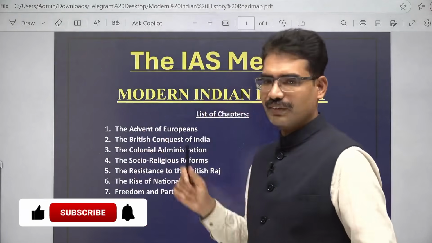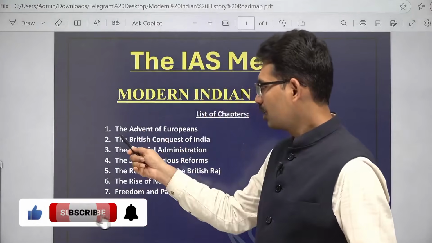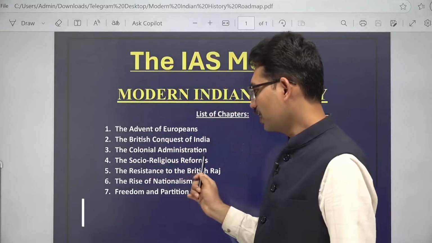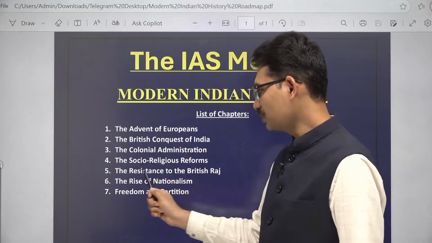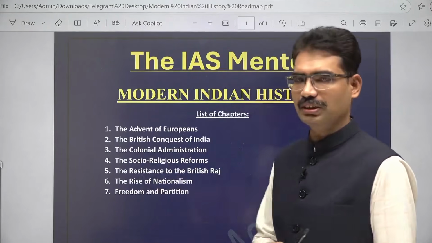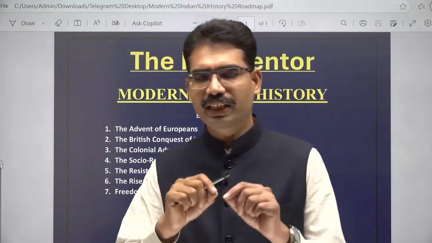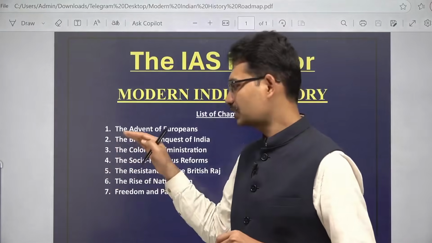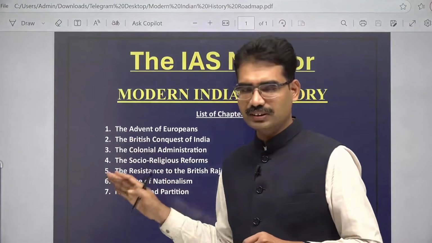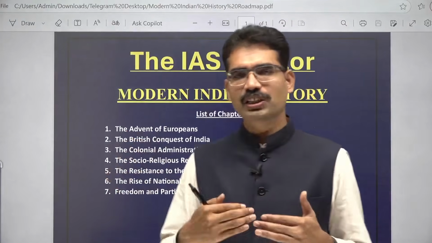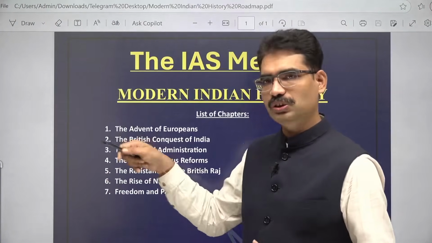These are the 7 chapters. Advent of Europeans, the British Conquest of India, the Colonial Administration, Socio-Religious Reforms, the Resistance to the British Raj, the Rise of Nationalism, Freedom and Partition. I have divided entire modern Indian history into 7 chapters. You consider either 7 chapters or 7 units. Within every unit, we have many issues to deal with.